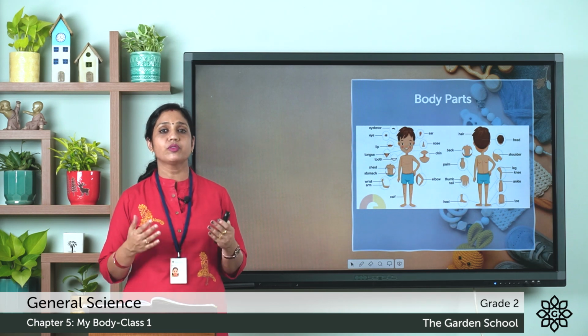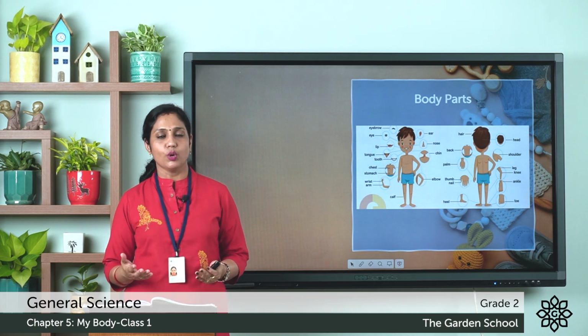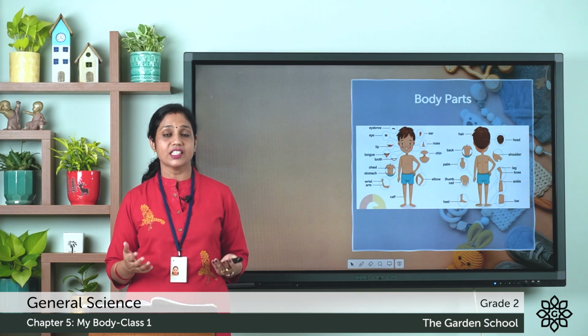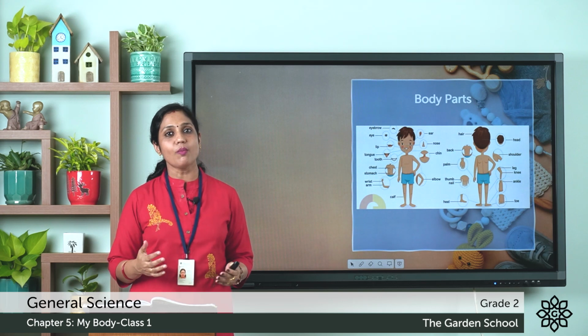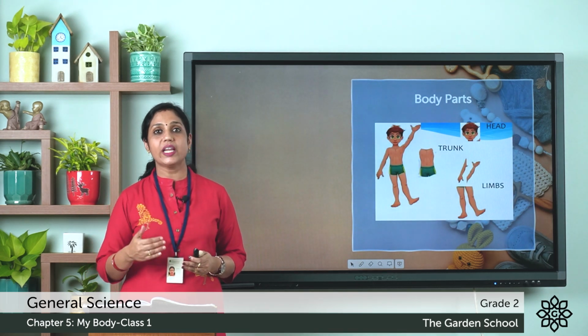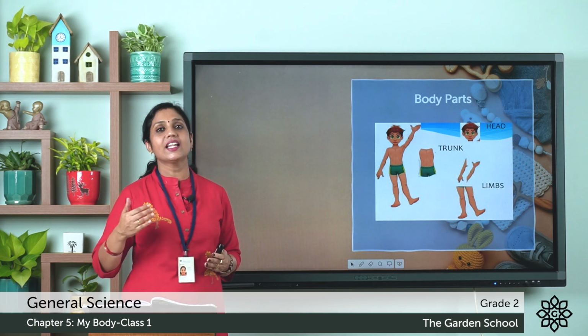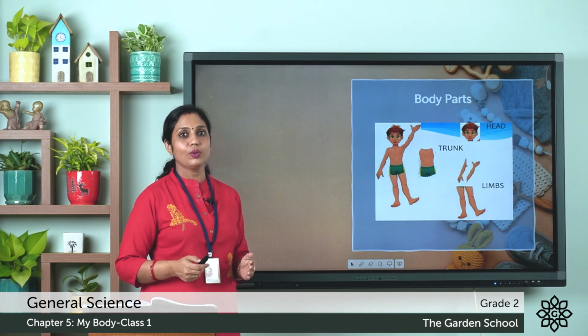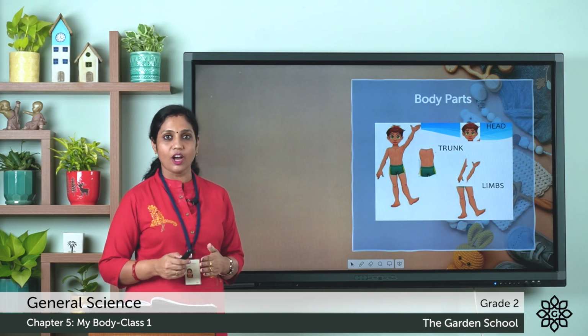So you know we have so many parts in our body. We have eyes, ears, nose, hands, fingers, chest, stomach and so on. So these all are our body parts. So in your body parts, we can divide it into three parts, that is head, trunk and the limbs. So you all know what is a head. So head is one part in our body.